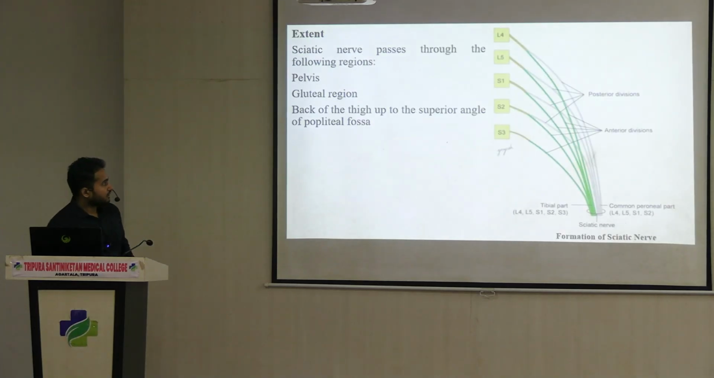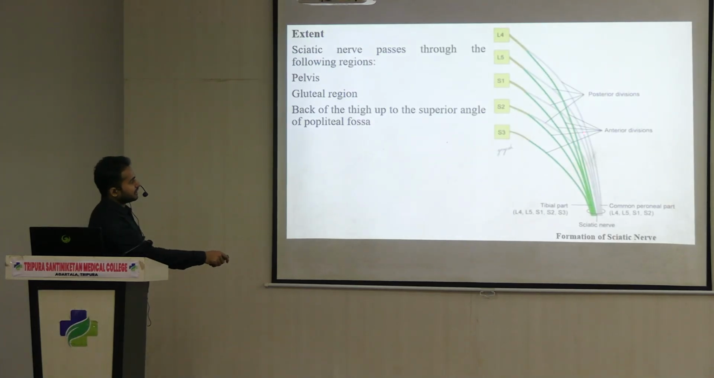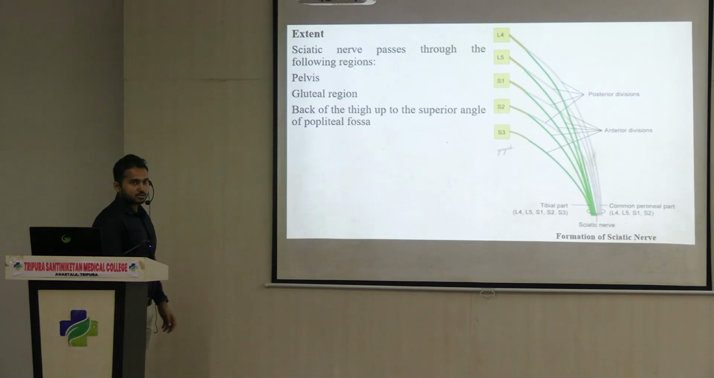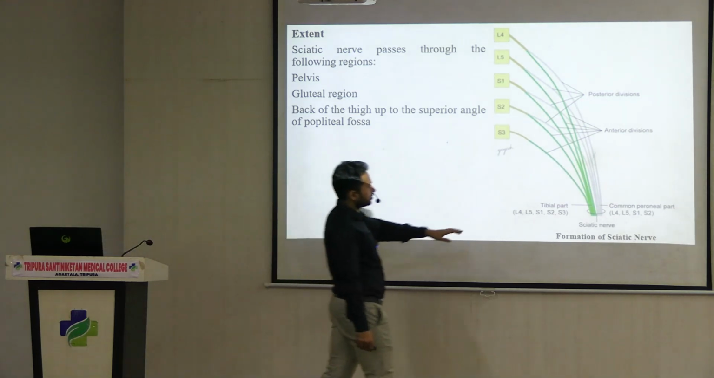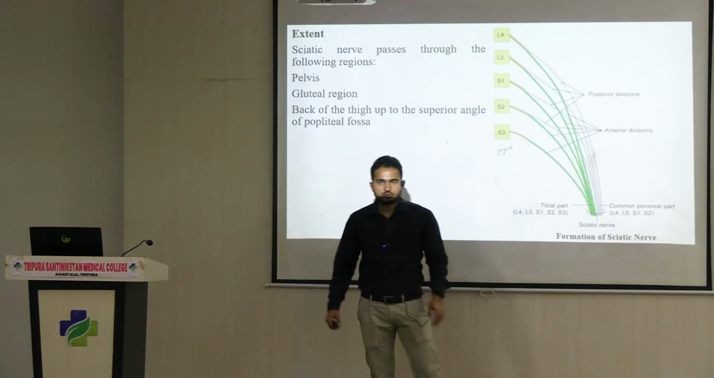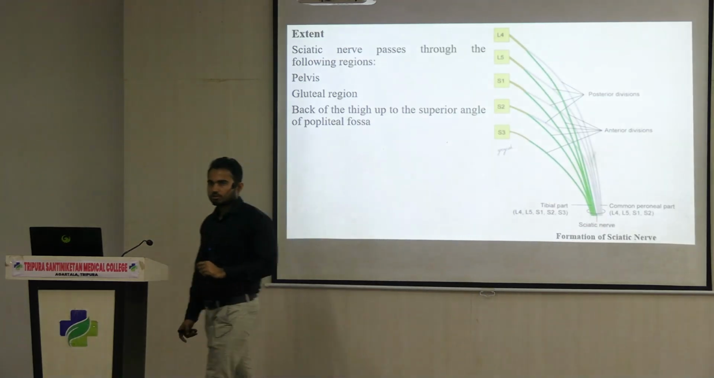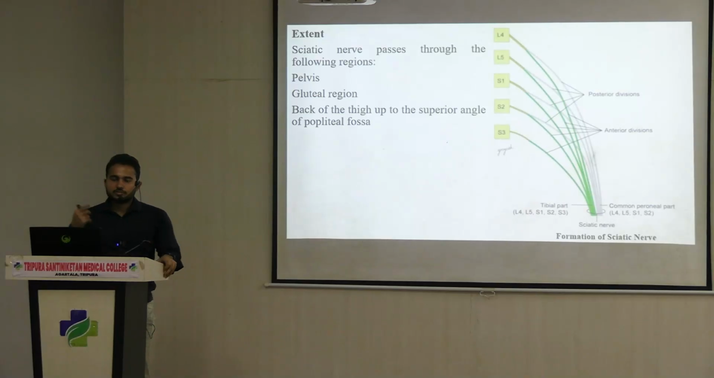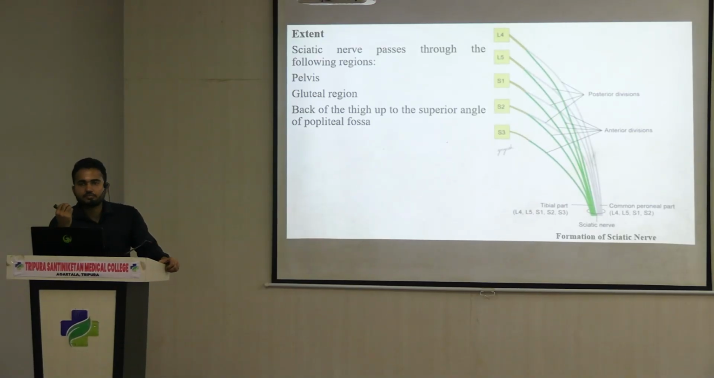Next, in this diagram you can see the anterior division and the posterior division. The anterior division is shown in green color, and the posterior division is shown in grey color, so that you can see the divisions. Okay, तो जब sciatic nerve का formation होता है, especially from the sacral plexus, it's better to use this kind of diagram, which will clearly make you understand how it is forming and what the two divisions are.